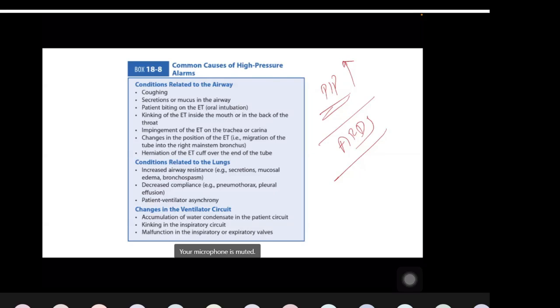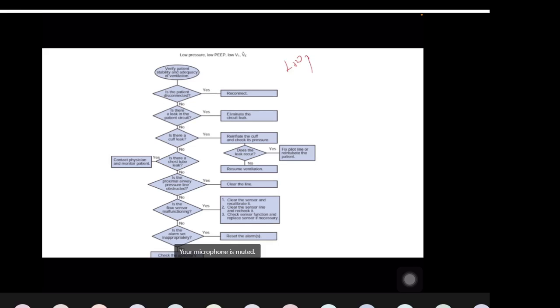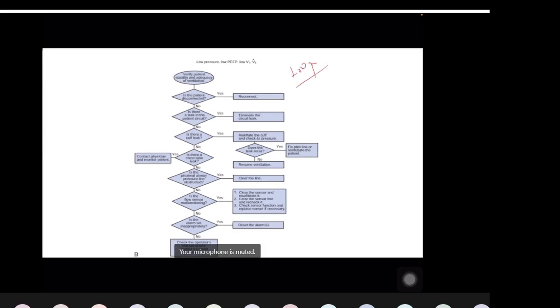So what is the algorithm by which we can assess it? This is the algorithm for a low pressure alarm. When a low pressure alarm is detected, first of all we have to verify the patient's stability and adequacy of ventilation. Check whether the patient is disconnected from the ventilator. If the patient is disconnected, we can reconnect. Look for leakage in the patient circuit.